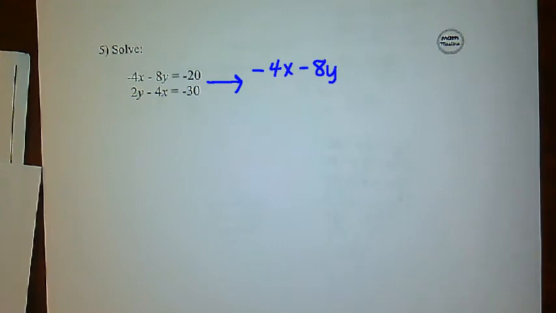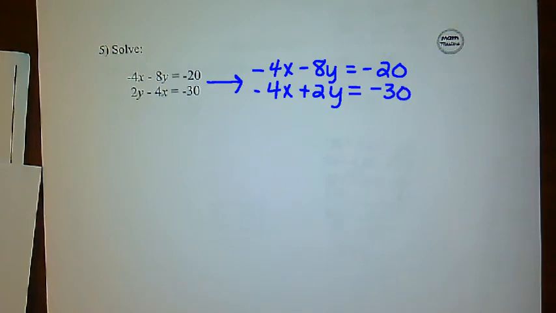The second equation is written with the y in front, so I'm just going to reorganize this to get a better look. I see that I can cancel my x's out. All right? And they are the same, so I'm actually going to be subtracting. Okay, I'm going to be subtracting.